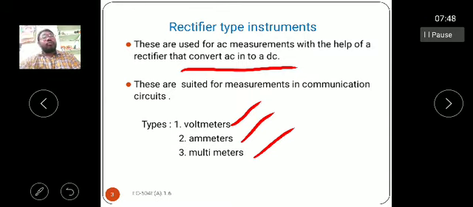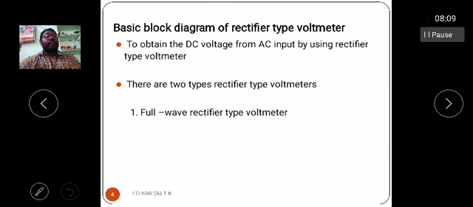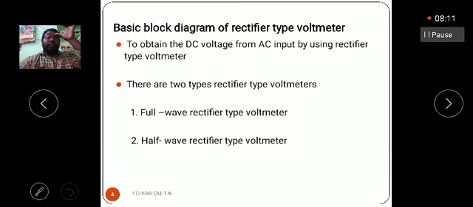The main discussion about rectifier circuits is that they are used for AC measurements with the help of a rectifier that converts the AC into DC. Here we are going to explain the basic block diagram of the rectifier type voltmeter.